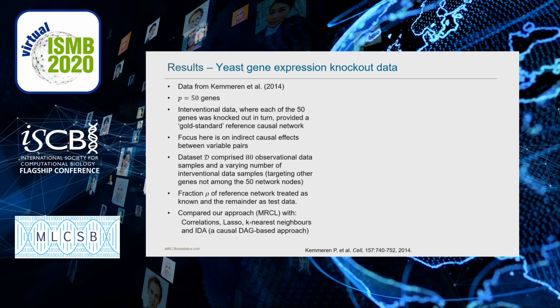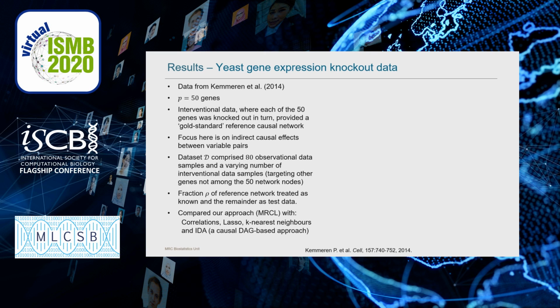So on to some results. This is data from Cameron et al., which consists of a large number of gene deletion experiments with corresponding gene expression measurements in yeast. We consider 50 genes as network nodes and interventional data, where each of these 50 genes was knocked out in turn. And this interventional data was used to define a gold standard reference causal network. And this is our background information phi.